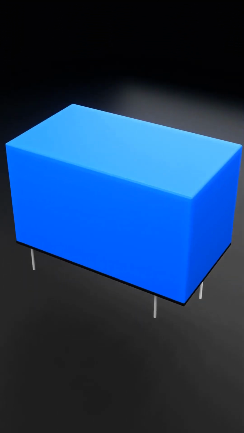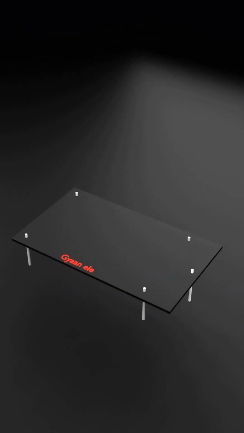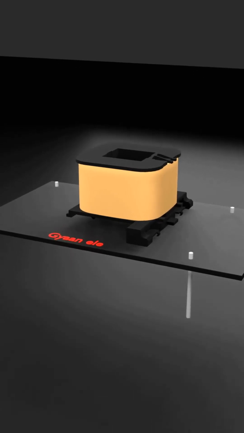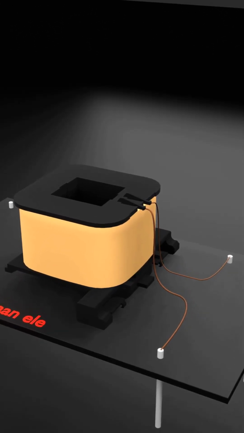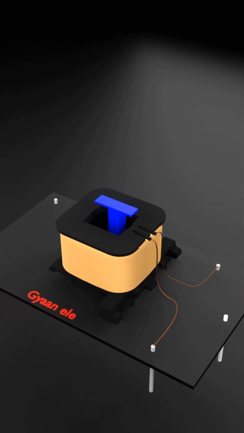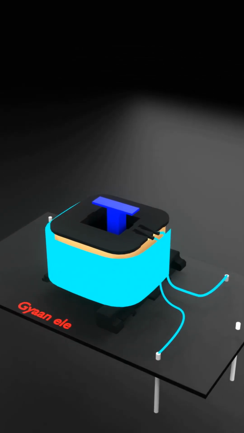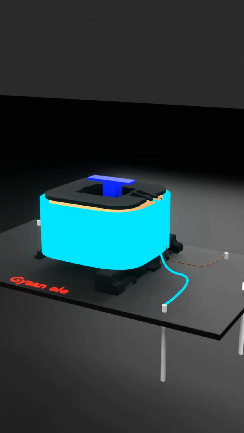Do you guys know how cube relay works? So this is the base of relay. Next, the coil is fixed on base. And the supply of coil, which is connected through this two-pin leg. Inside the coil, one plunger is mounted. So as coil gets electrical supply, coil will magnetize and plunger will attract.